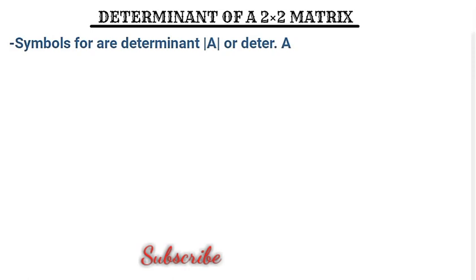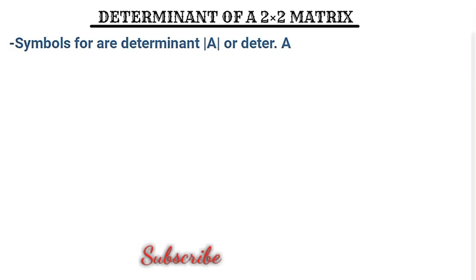Okay, and the other way you can denote the determinant of a matrix is by just writing det, then the name of the matrix in capital letters. You just write det, then the name of the matrix in capital letters.